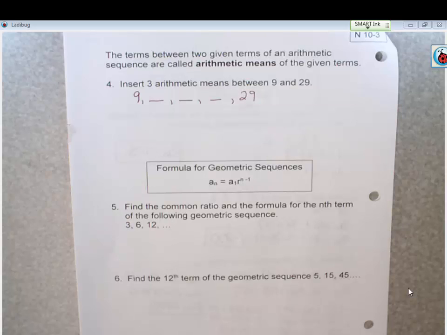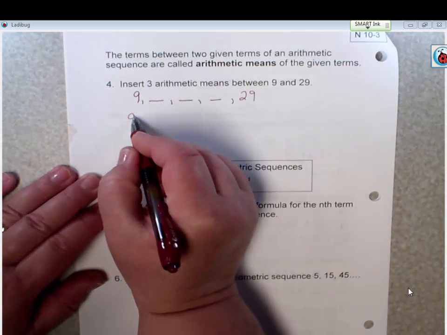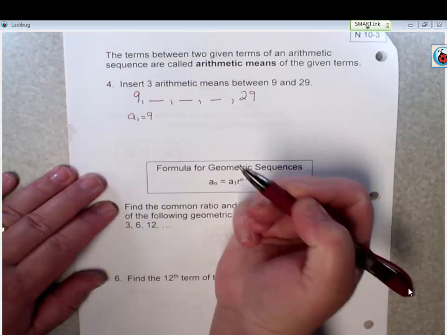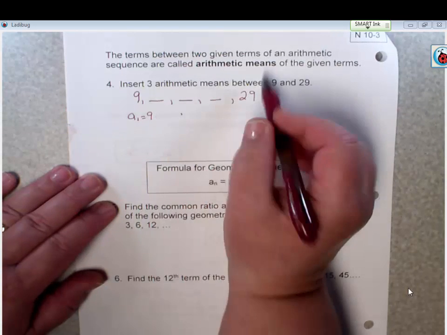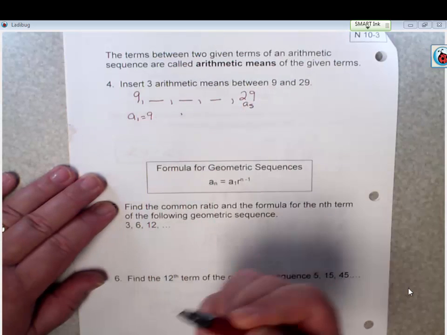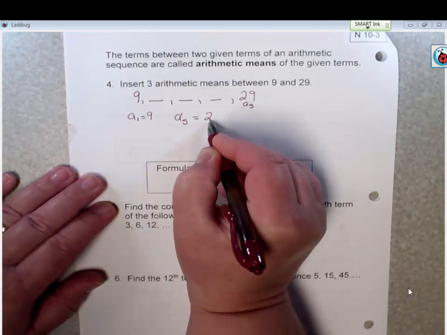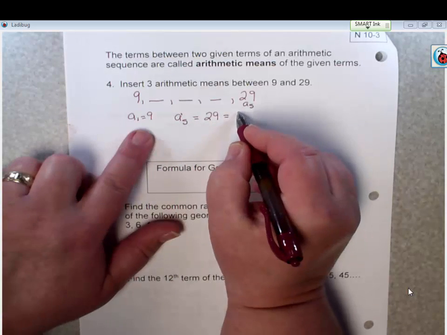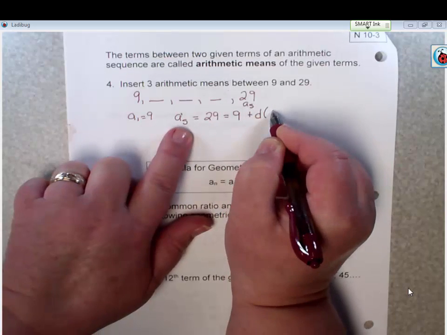So we're looking there. Now this time we at least know what a sub 1 is, right? But we don't know what d is because we don't have two consecutive terms. So we do know that a sub 1 is 9. And we still have our formula. And if we're looking, this would be our 5th term, would it not? Right? So we know that a sub 5 is equal to 29, which is equal to a sub 1, which is 9, plus d times 5 minus 1.